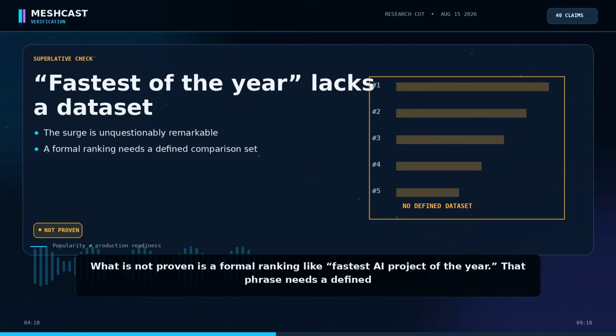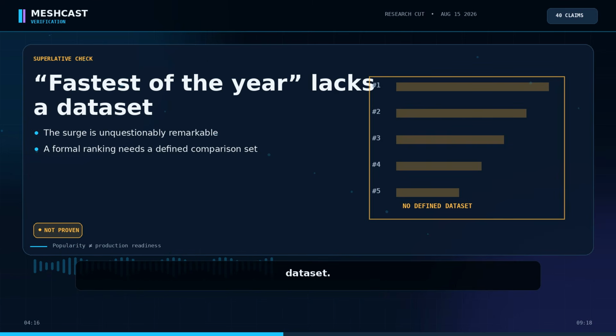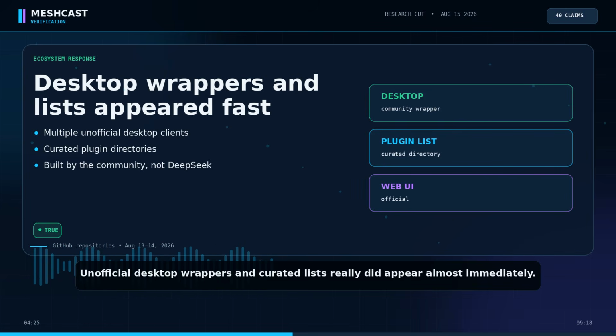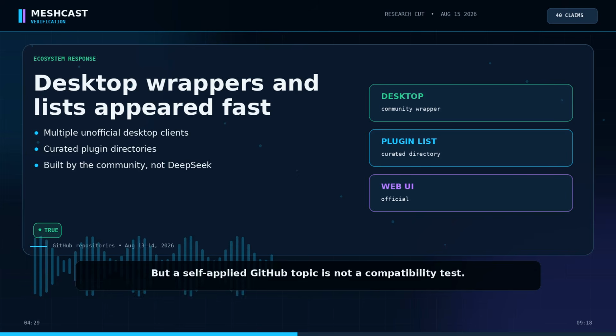What is not proven is a formal ranking like "fastest AI project of the year." That phrase needs a defined dataset. The same caution applies to plugins. Hundreds, then thousands, of repositories use the DSH plugin topic. Unofficial desktop wrappers and curated lists really did appear almost immediately. But a self-applied GitHub topic is not a compatibility test.